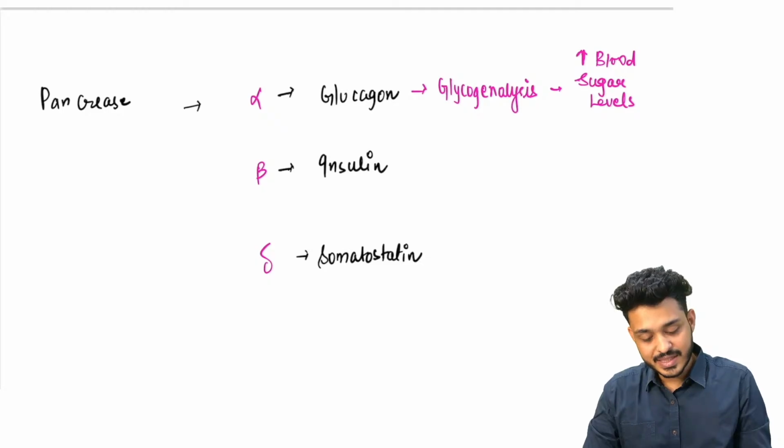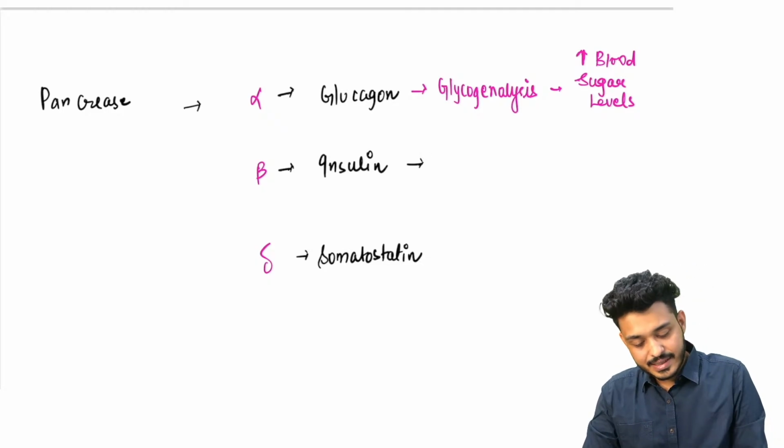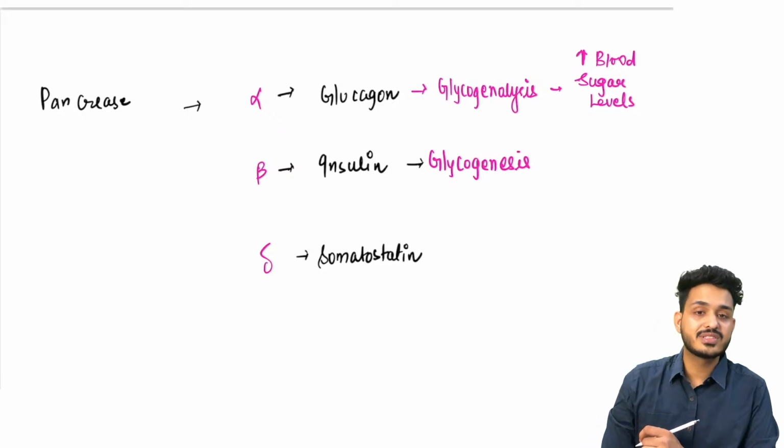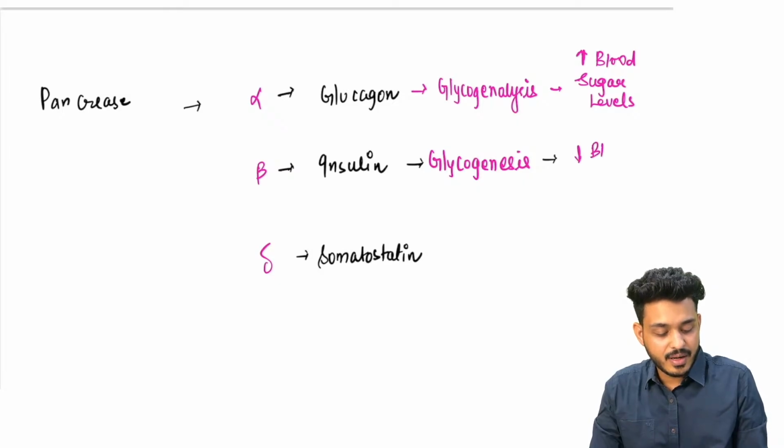What about these beta cells? Beta cells will be releasing what? Insulin. And this insulin, remember, is going to do what? Glycogenesis. Very important question from biochemistry. It is going to do what? Glycogenesis. And it is going to decrease what? It is going to decrease the blood sugar levels.